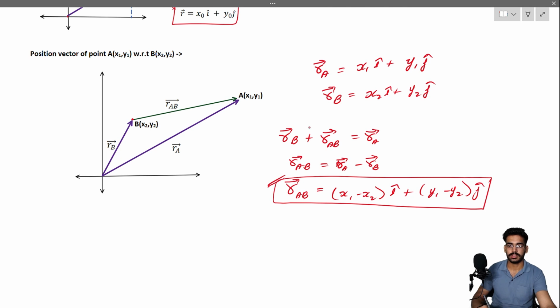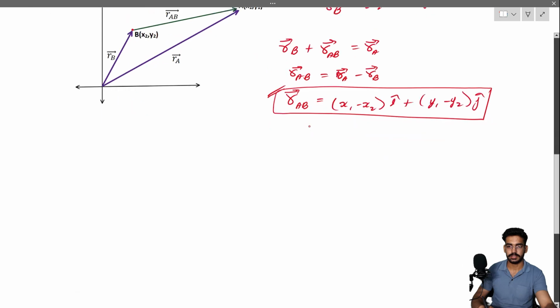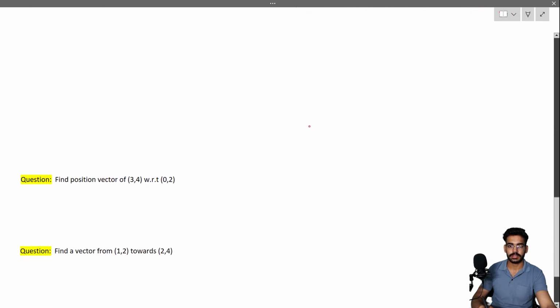So this is your position vector of A with respect to B. That is x coordinate minus x coordinate, y coordinate minus y coordinate, like that. Okay, easy to remember. Now let's do a question on this.